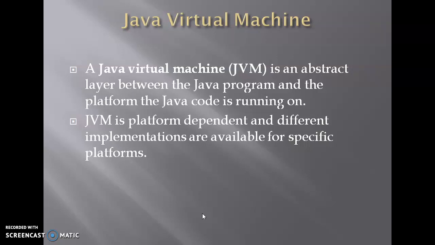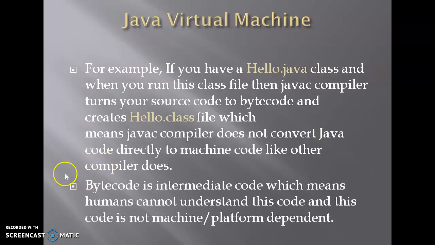A Java Virtual Machine is an abstract layer between the Java program and the platform the Java code is running on. It is platform dependent and different implementations are available for specific platforms. For example, if you have a hello.java class and when you run this class file, then the javac compiler turns your source code to bytecode and creates a hello.class file, which means javac compiler does not convert Java code directly to a machine code like other compilers do.